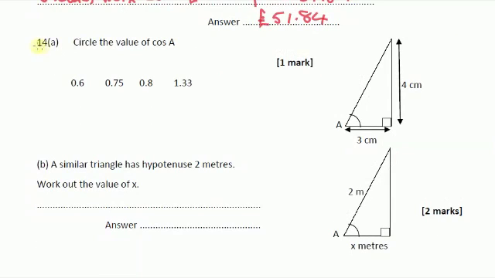Move on to question 14. Circle the value of cos A. So you have to know the different ratios. SOHCAHTOA is the way I learned it when I was young. Sine, cosine, and tangent. And we see cosine of this angle depends on the hypotenuse. It's the longest side. That is the side opposite the angle A, and that side is the adjacent. So cosine of A is the adjacent over the hypotenuse.